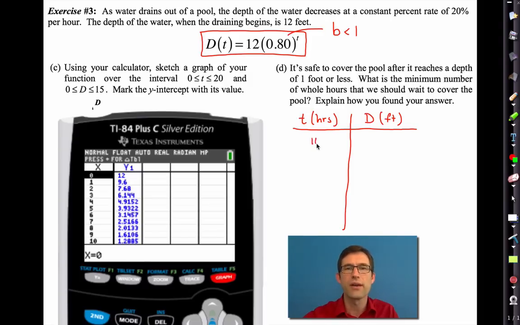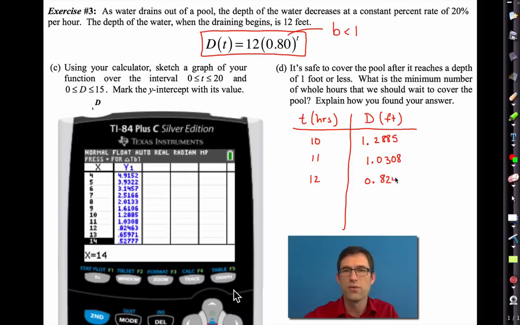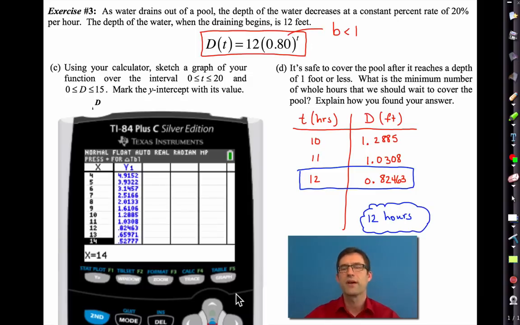So what I see, let's start right here, is at 10 hours, I see a depth of 1.2885. I see at 11 hours a depth of 1.0308, and I see at 12 hours 0.82463. So we're very, very close at 11 hours, but not quite, right? We're still above the 1 foot limit at that point. In fact, the first time, we'll switch back to blue here, that the depth is below 1 foot of water is 12 hours. So we're going to wait a full 12 hours before we tarp this pool. We'd probably be safe after 11 hours, but to be very safe, we should wait 12.